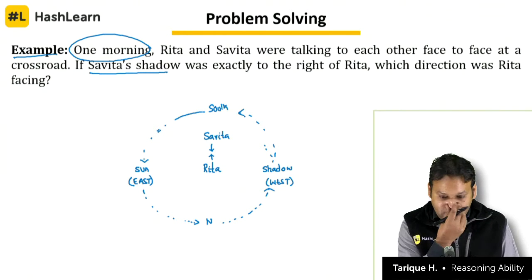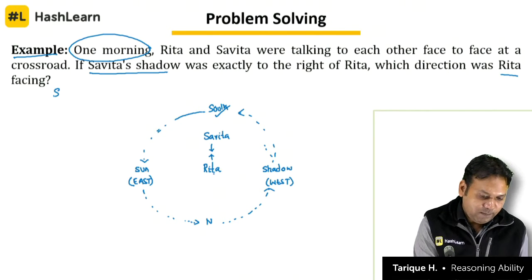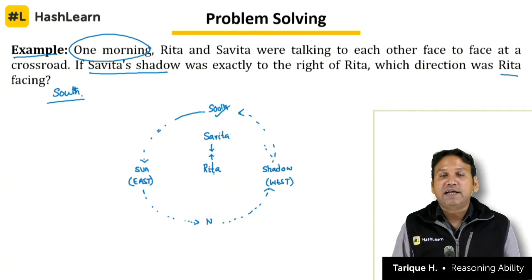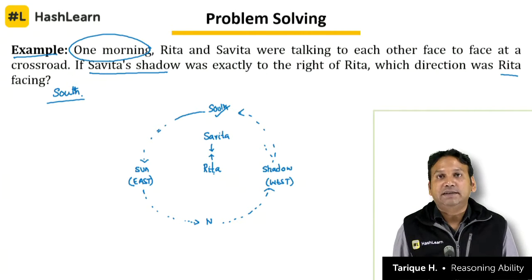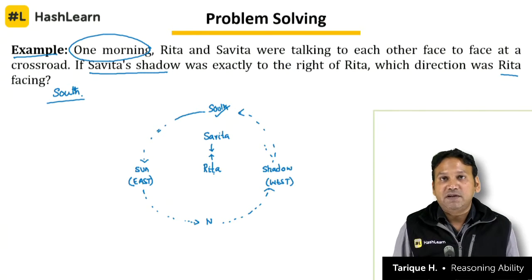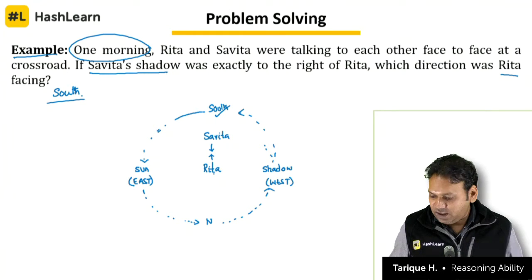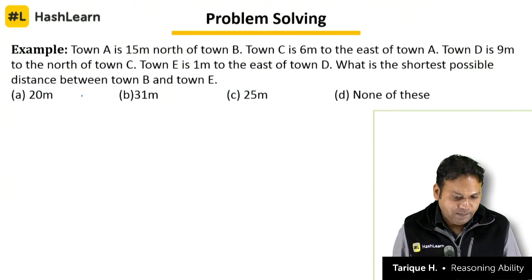Now the question is, which direction was Rita facing? Rita is facing which direction? South. So the answer will be south. The entire question is based on this understanding. In the morning, the sun is in the east, shadows are towards the west. If east is towards your left and west is towards your right, that means you are facing the south direction. Alright, next question. Let's see this question.